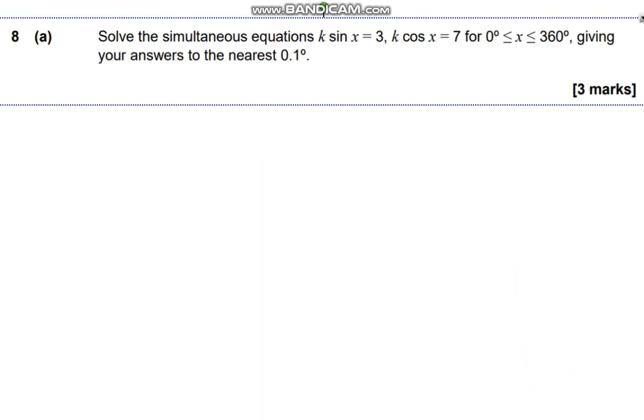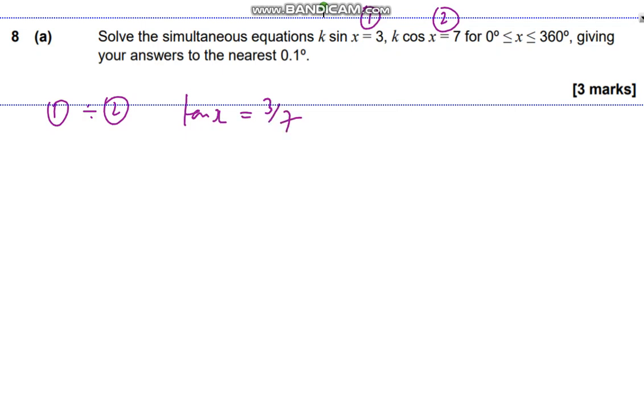Question 8. Solve these 2 simultaneous equations. So I'll call that equation 1 and I'll call that equation 2. For x between 0 and 360, answer to the nearest 0.1. So if we just take equation 1 and divide it by equation 2, the k's will cancel out, and we'll just get tan x is equal to 3 over 7.